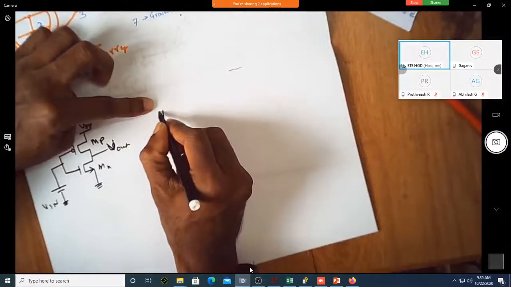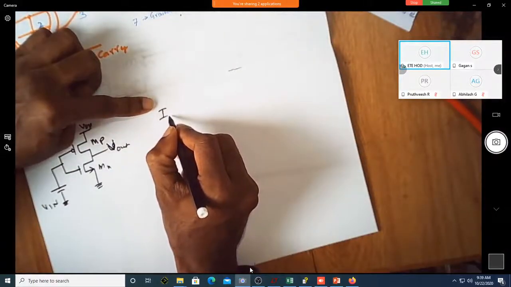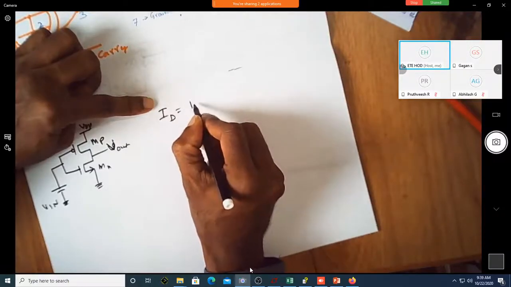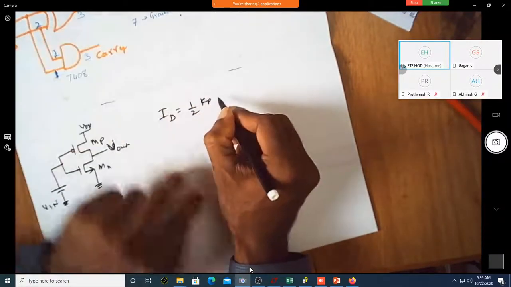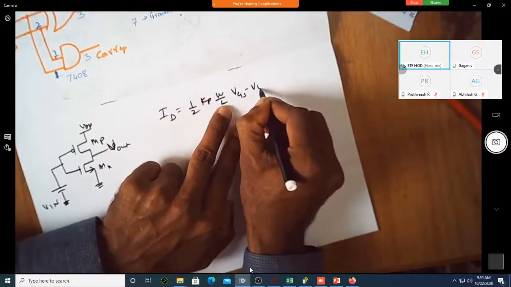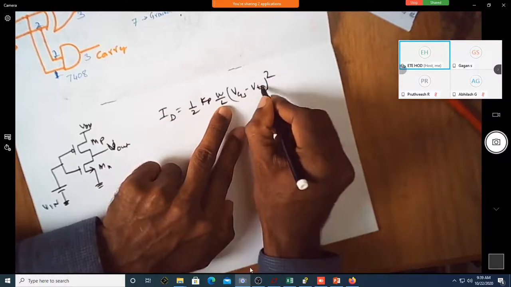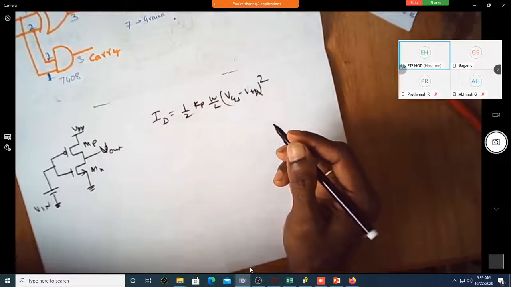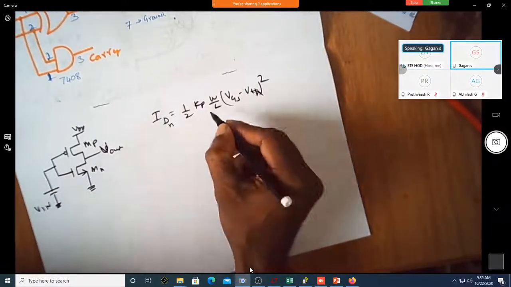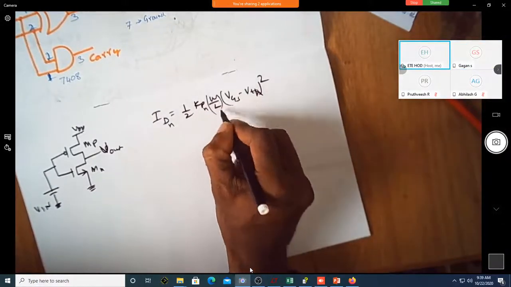What is usually the expression for your transistor saturation current? Half Kp W by L (VGS minus VTO) whole square, or VTH whole square. Am I correct? Yes, sir. This is for the NMOS transistor. Let me write it for N, and let me write this also as N.